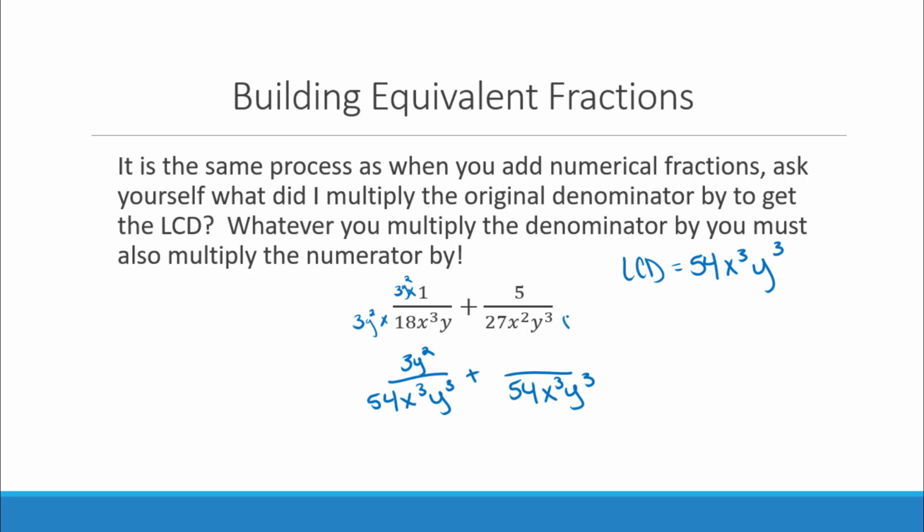Now let's rebuild this one. 27 times 2 is what got me 54, so I've got to multiply this one by 2 as well. X squared to x to the third, you're multiplying by an x, so I've got to multiply this one by an x as well. I didn't do anything with my y's, so that stays the same. So 5 times 2x is going to give me 10x. So my final fraction would be, my denominator stays the same, and the numerator would be 3y squared plus 10x. Now I can't factor my numerator, so this is in simplest form.